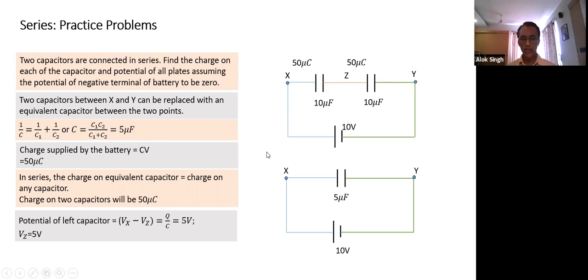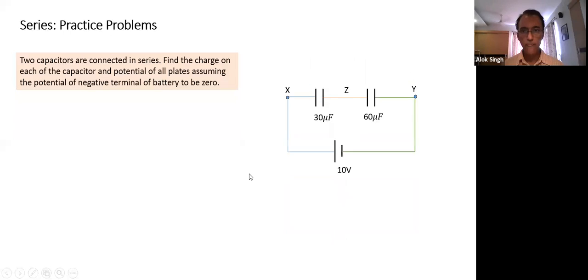So we know how to find the charge distribution and the potential of various points in the circuit. Simple enough. Let's repeat the same thing for this question. What are the 3 things you need to find? The charge on the left capacitor, the charge on the right capacitor, and the potential of point Z. We know the potential of X is 10 and the potential of Y is 0. Find Vz and the charge on the 2 capacitors. It is very similar to the way we did it before. So please solve that one.